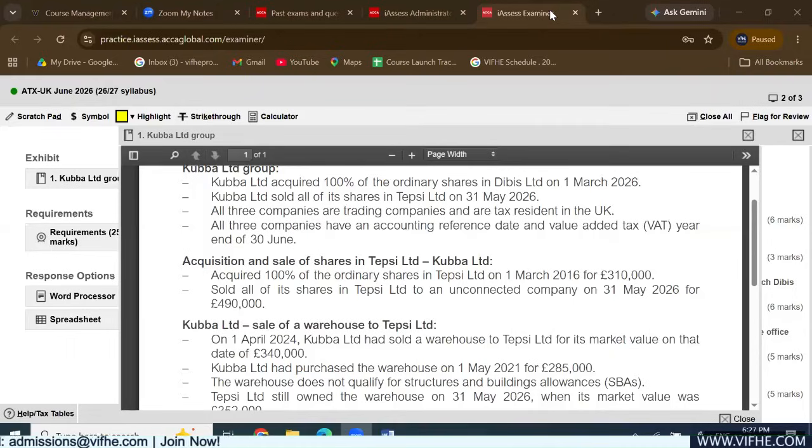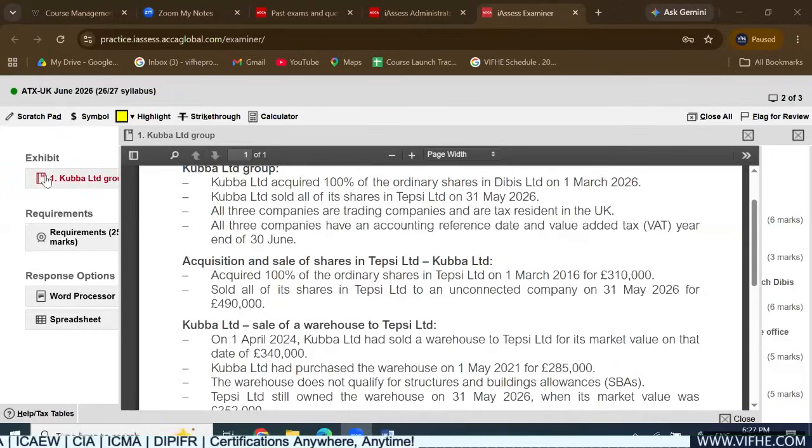Okay, yes, the gain which is arising on the sale of Kuba Limited's share in Tepsi Limited will be exempt from corporation tax under the substantial shareholding exemption. You're right. And for that, you'll be explaining why this is so: the company has to own at least 10% shareholding. By the way, it is a 100% shareholding they have in Tepsi Limited. And this should have been held for 12 months prior to the sale of the shares. And Tepsi Limited has to be a trading company as well. So this is another important point.